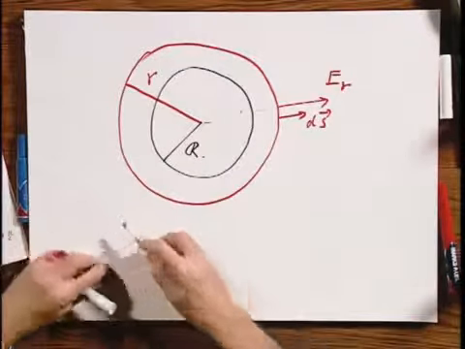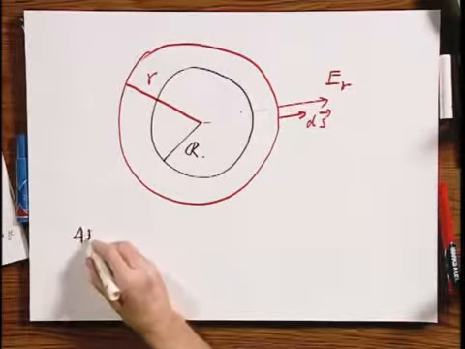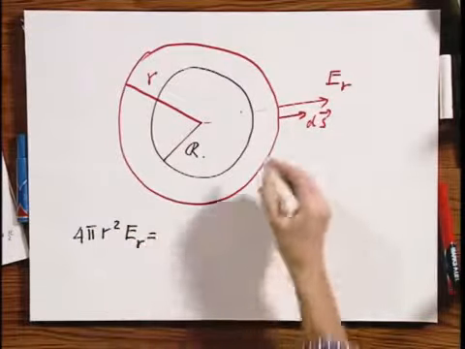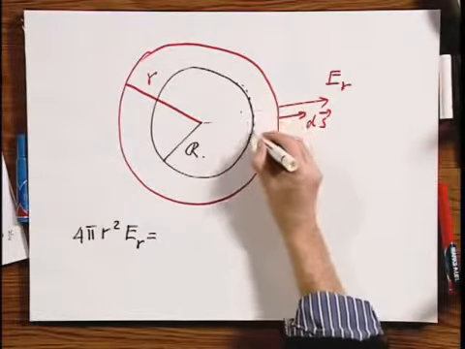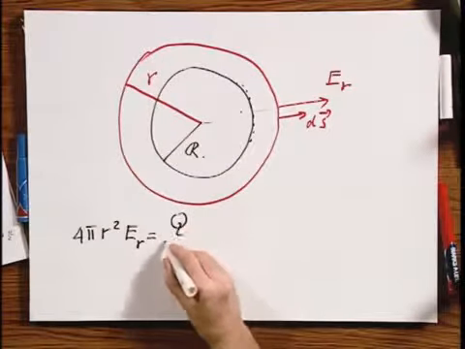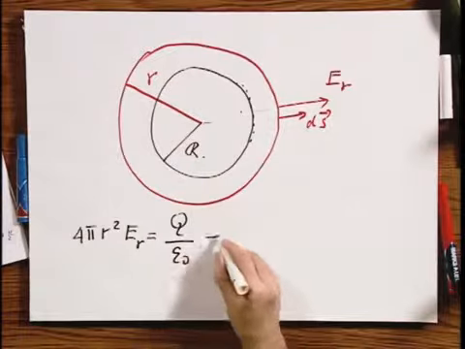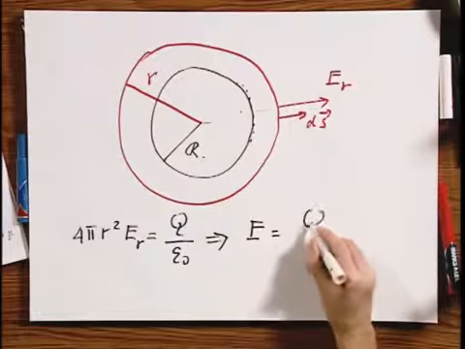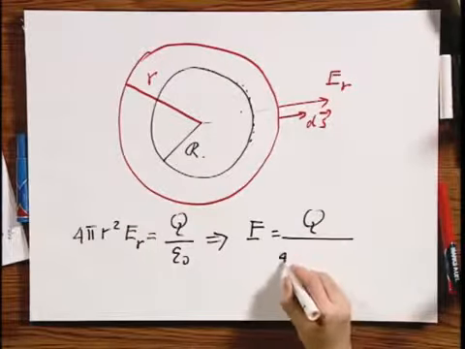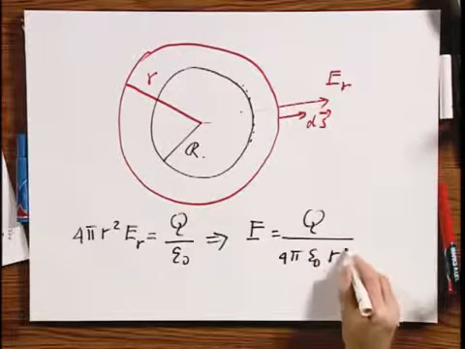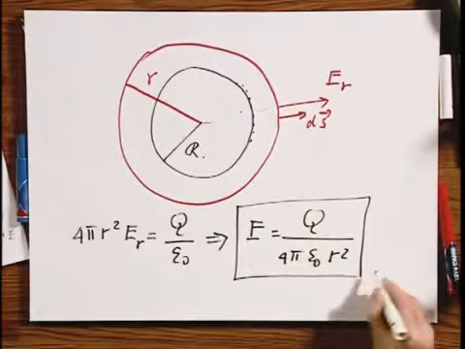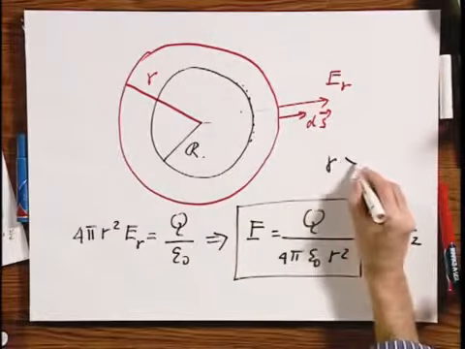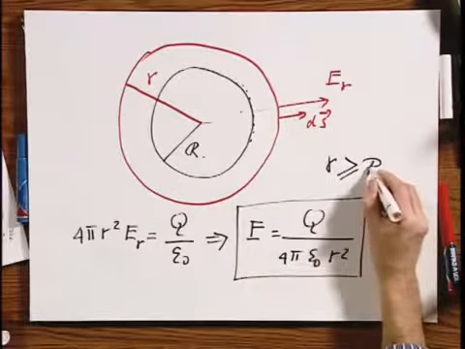And so it's very easy now to write down Gauss's law, 4 pi r squared E of r equals all the charge, which we know now is at the surface, uniformly distributed at the surface, Q divided by epsilon 0. And so we find that E equals Q divided by 4 pi epsilon 0 r squared. Famous result, inversely proportional to r squared. And this holds as long as r is larger or equal than R.